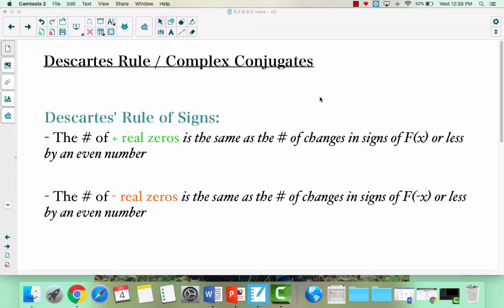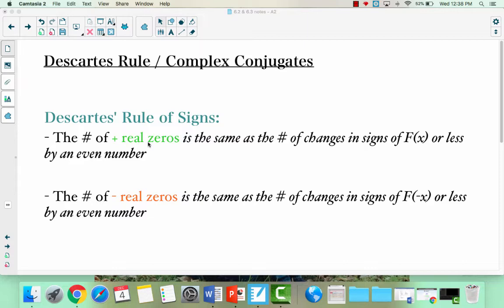So it's not how to actually solve, it's just to tell you the number of each kind that you're going to have. So there's two parts to this rule. The first part is dealing with the positive real zeros, and what this says is that the number of real zeros that you will have is the same as the number of changes in signs of an equation less by an even number. And I will explain what that means here in a minute, but you want to go ahead and write that down.